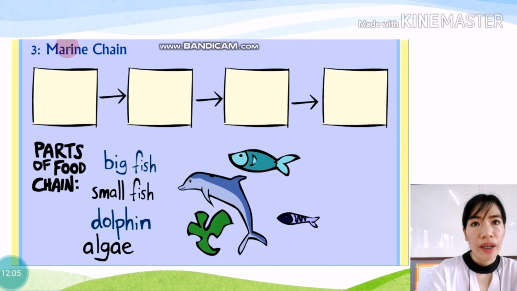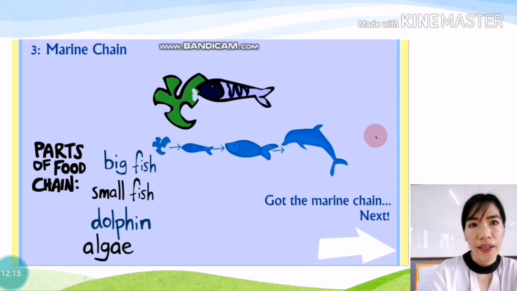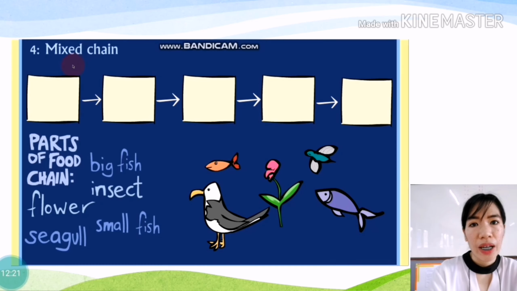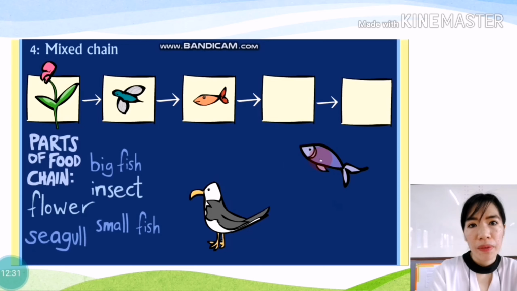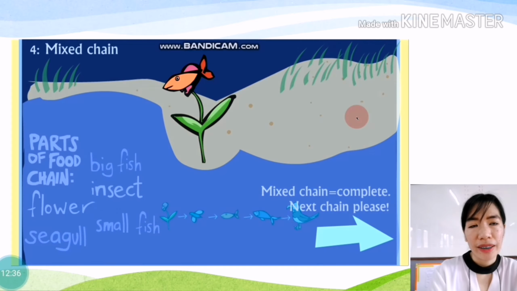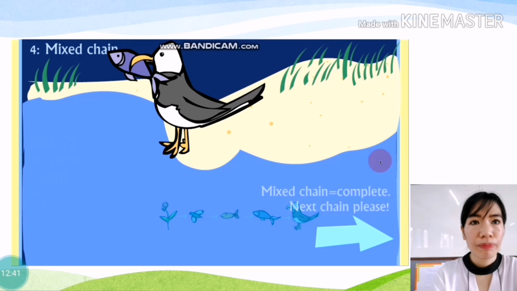Next we have the marine chain. We have here the algae, small fish, big fish, and dolphin. Got it right. Next, we have the mixed chain. We have here the flower, the insect, the small fish, big fish, and the seagull. Very good. That's how the mixed chain looks like.